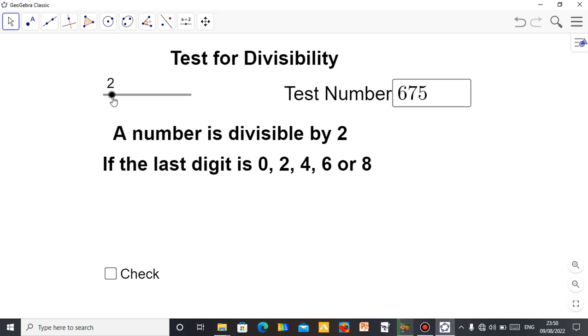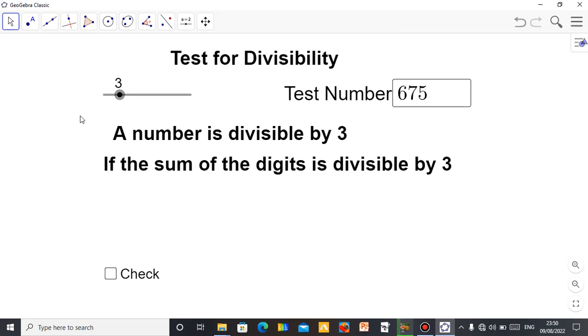Then how do you know if a number is divisible by 3? We check if the sum of the digits is divisible by 3. For example, if I want to know if 675 is divisible by 3, all I need to do is to add 6 plus 7 plus 5. So if you add 6 plus 7, this will give us 13. 13 plus 5 is what? 13 plus 5 is 18.